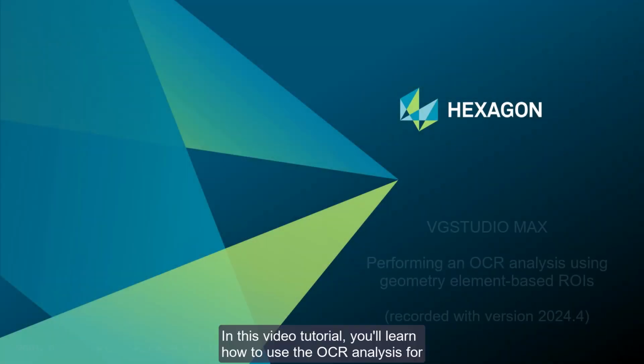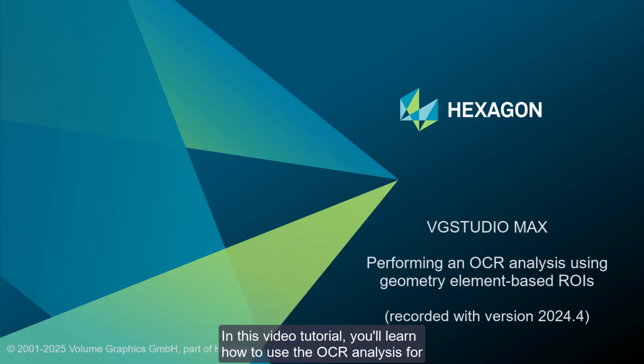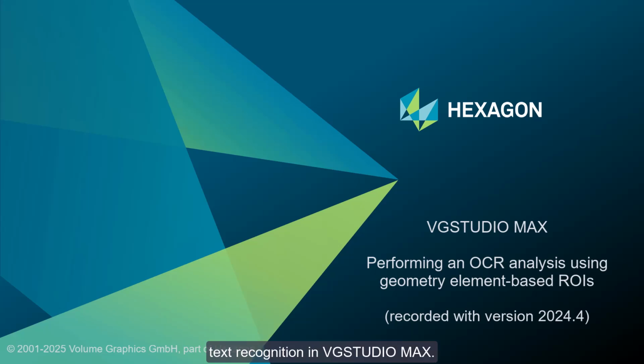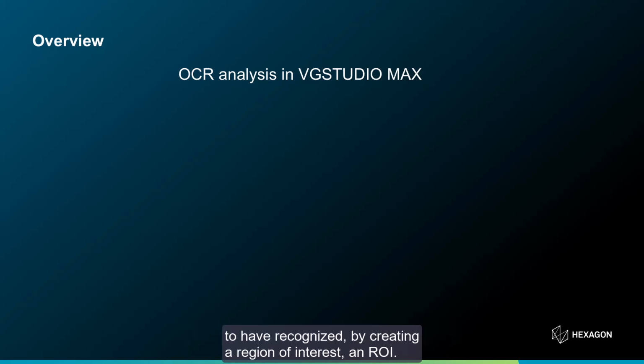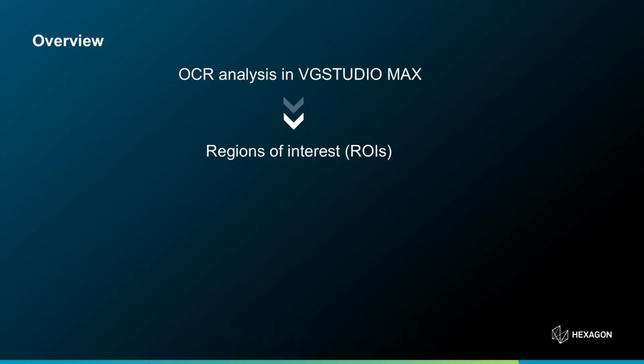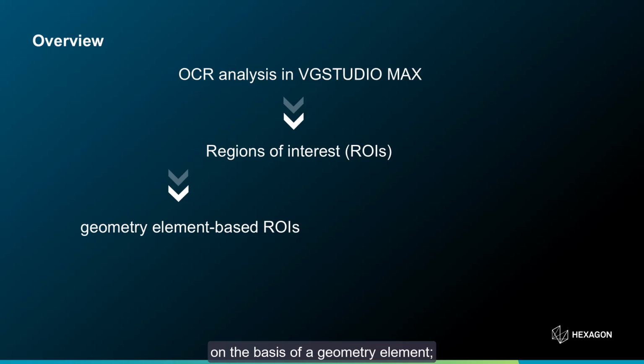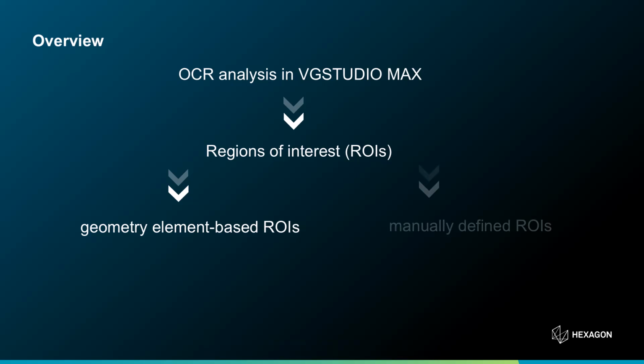In this video tutorial, you'll learn how to use the OCR analysis for text recognition in VGSTUDIO MAX. To perform an OCR analysis in VGSTUDIO MAX, you capture the text you want to have recognized by creating a region of interest, an ROI. There are two approaches to create the ROI: on the basis of a geometry element, or defining the ROI manually.